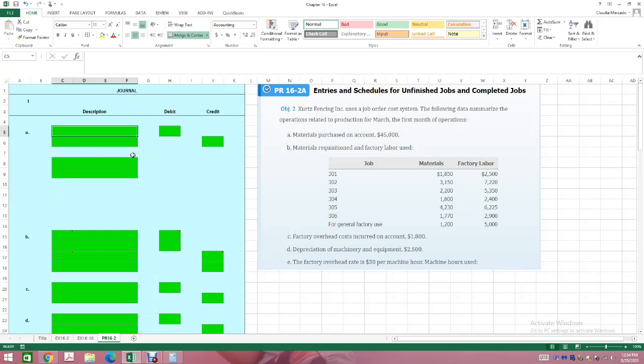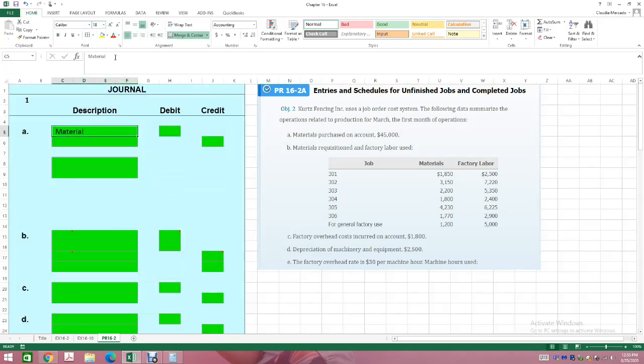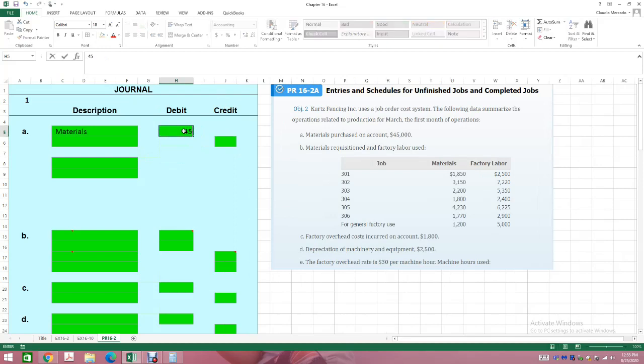The first thing we have here is materials purchased on account, $45,000. So what did we buy? Well, we bought materials. Let me format this on the side. I'm going to do Arial 18. So, we purchased materials. How much did we buy in materials? We bought $45,000 worth of material.